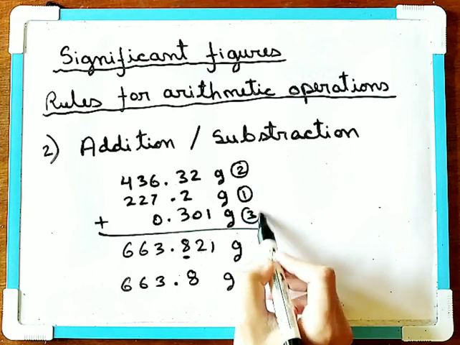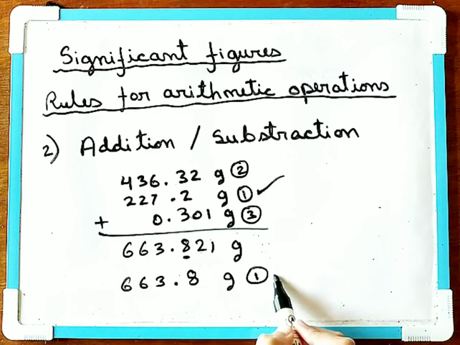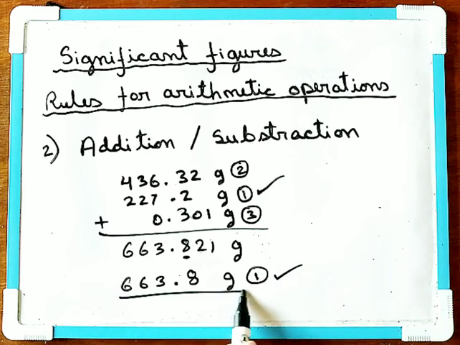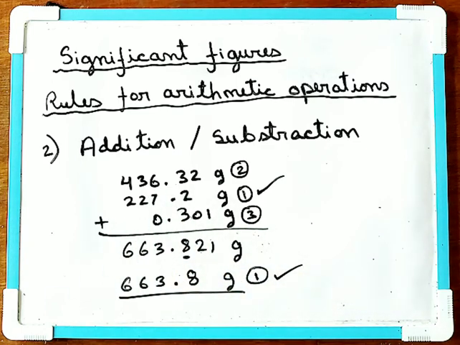I'll write here, this is 3. So this is the least digit. So here also we have only 1 digit after the decimal point. So this is the correct way of expressing the sum of these quantities. Remember, even in subtraction it is the same way of expressing. We'll have to look at the number of digits after the decimal point.